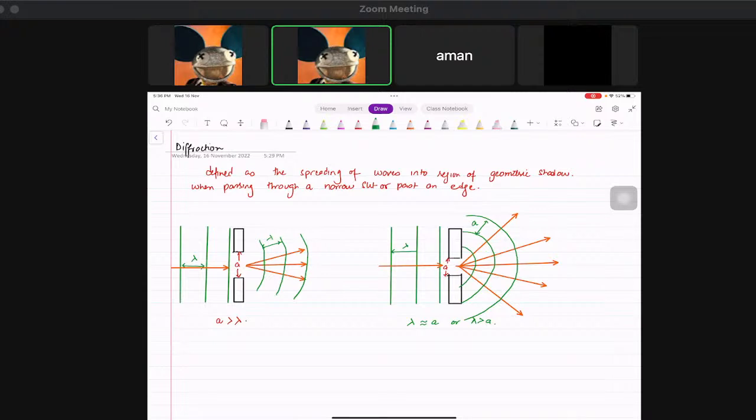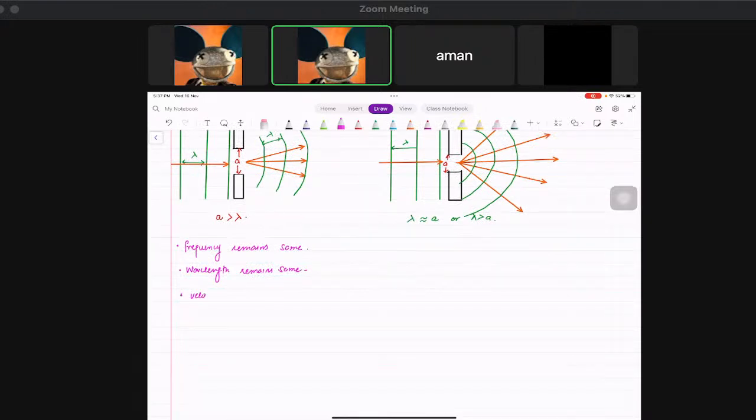So when diffraction happens, there are a couple of changes that come and a couple of changes which do not happen at all. So I'm going to write those. First of all, you need to remember that the frequency remains the same. That never changes. Then the next thing is that the wavelength remains the same. So we're not expecting a change in speed or whatever.